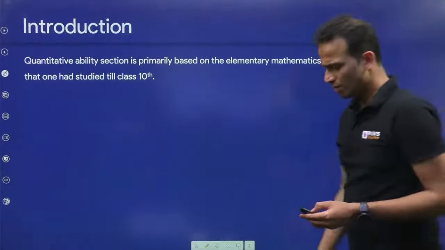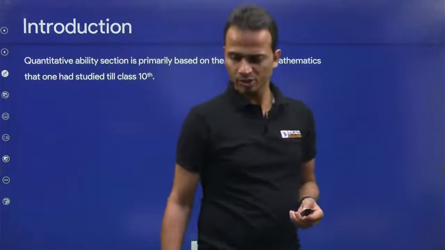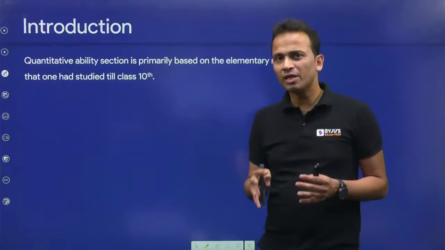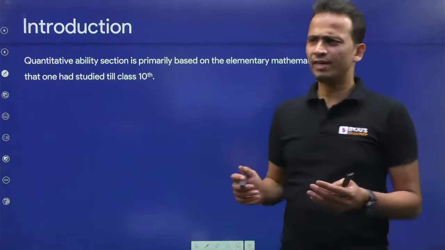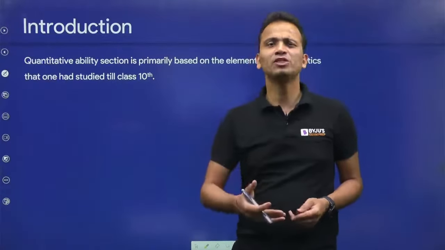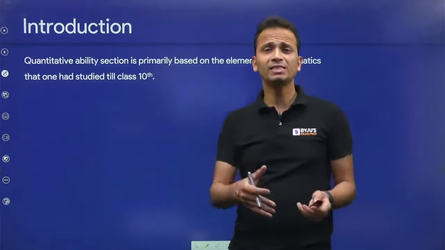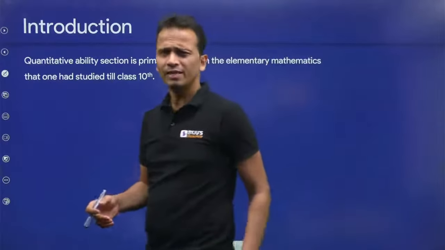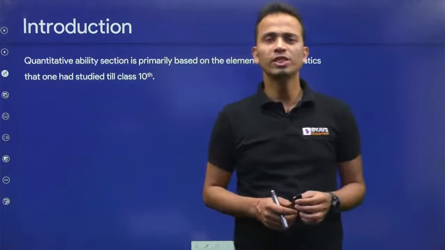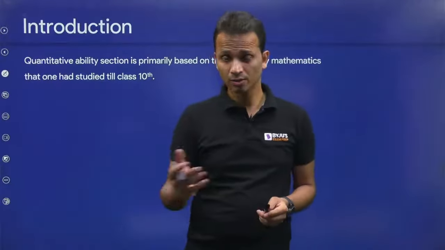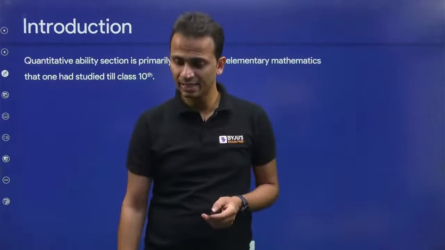What is tested in the QA section? It is primarily based on whatever we have done in mathematics up till 10th standard. Beyond 10th standard there are one or two topics, permutation, combination, probability. A lot of people will argue with me that we didn't do PNC and probability in 10th standard. Fine, that's absolutely fine. But more or less, whatever is asked in the QA section of the CAT is primarily based on whatever we have learnt up till the 10th standard.